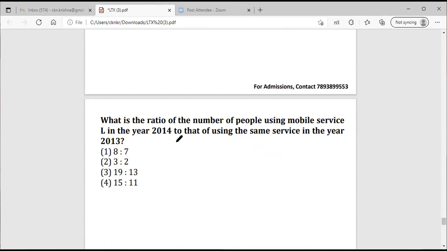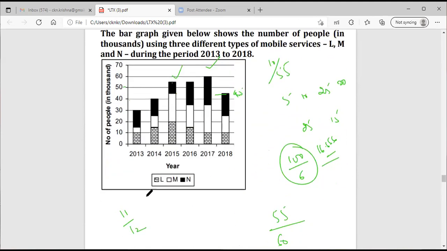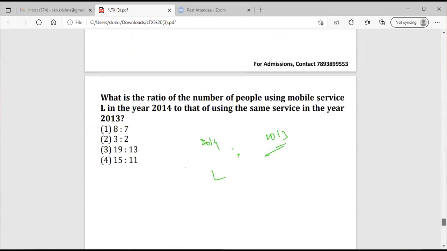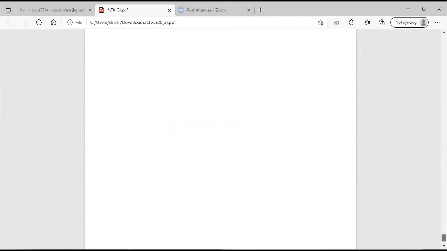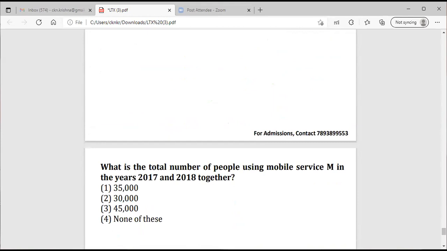Next question. What is the ratio of the number of people using mobile services of L in 2014 to that of same in 2013? ఇంత క్వశ్చన్ కాంప్లికేషన్ ఎందుకు 14 కి 13 కి ఎల్ వాల్యూ ఎంత ఫైండ్ అవుట్ చేయమన్నారు అంతే కదా. డేటా చూడండి ఎల్ వాల్యూ అంటే ఫస్ట్ వన్ ఓకే 14 కి 13 కి 14 లో 15 13 లో 10 వాల్యూ ఎంత వస్తుంది 15:10 3:2 is the answer. So your answer has to be 3:2. Yes, option second option.